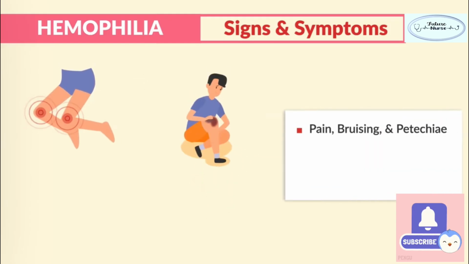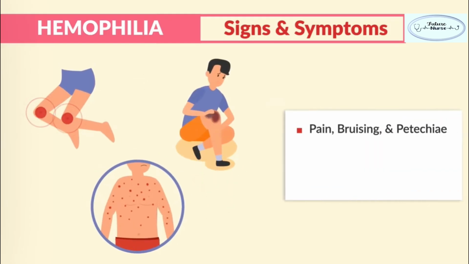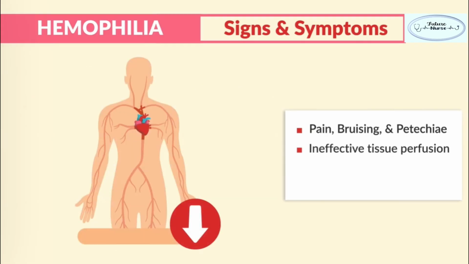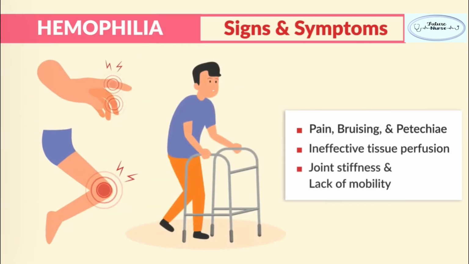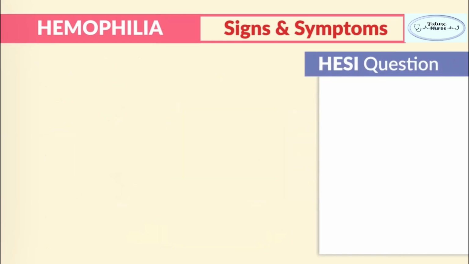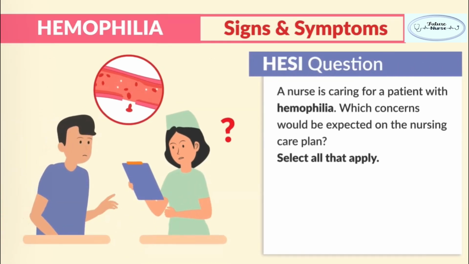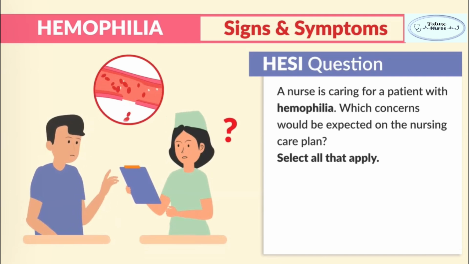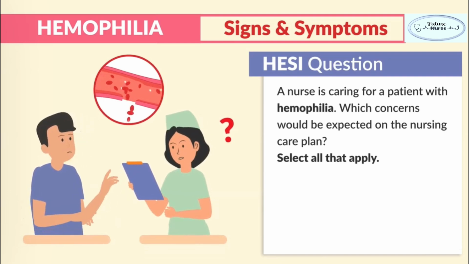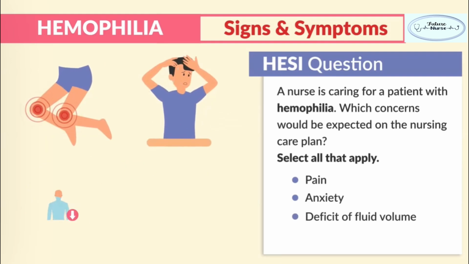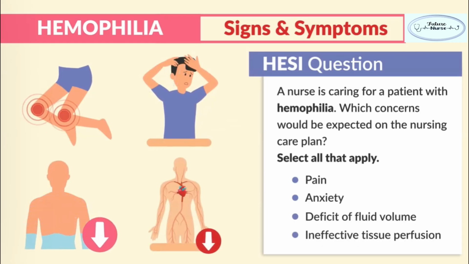So we see pain, bruising, and petechiae, the little red bumps under the skin, and ineffective tissue perfusion, as well as joint stiffness and even lack of mobility. So Hesi mentions, a nurse is caring for a patient with hemophilia. Which concerns would be expected on the nursing care plan? Select all that apply. Pain, anxiety, deficit of fluid volume, and ineffective tissue perfusion. Yes, think about the low clotting factors here for hemophilia.